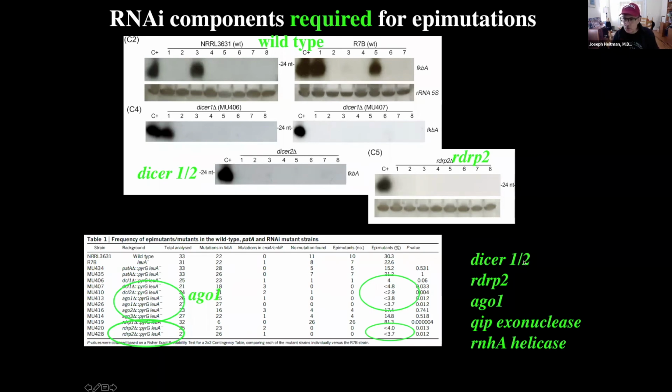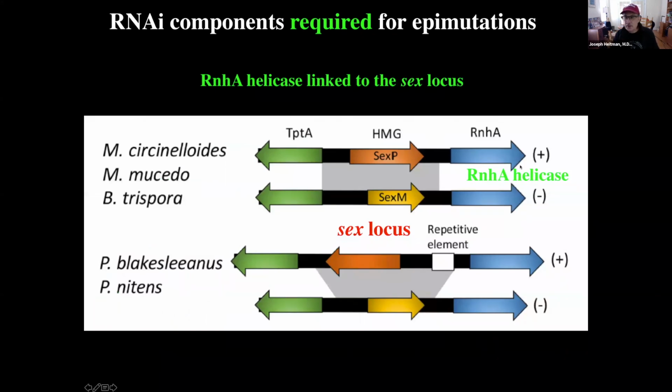So we could show that dicer 1 and 2, one of the RNA-dependent RNA polymerases, Argonaute-1, the QIP exonuclease, and the RNAi helicase were all required for the formation of these drug-resistant epimutants. We're interested in all of these, but I want to draw special attention to this helicase. It turns out that that gene lies immediately adjacent to the mating type or sex locus in Mucor circinelloides and other related species. The open reading frame is not strictly part of the sexually dimorphic region of the mating type locus, but regions of the promoter, we think, differ between the plus and the minus mating type. So that's particularly intriguing, that an RNAi component is linked to the mating type locus, given previous studies in Cryptococcus and other fungi that RNAi pathways are often activated during sexual reproduction.